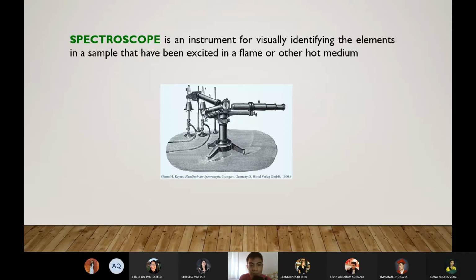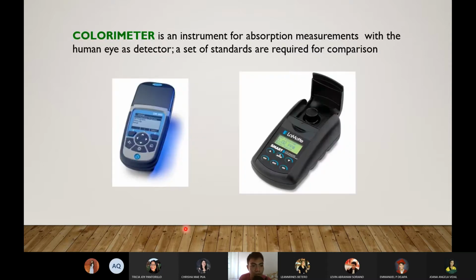So, one of the modern versions of the spectroscope that we use in the laboratory is the colorimeter. So, meter meaning measurement, color meaning color, okay? It means it is a device that measures color, okay? So, that's what it looks like.